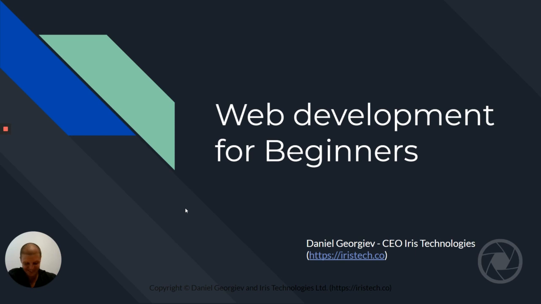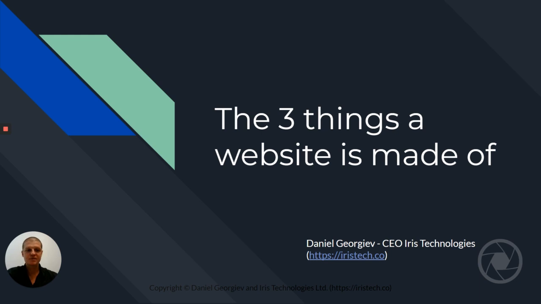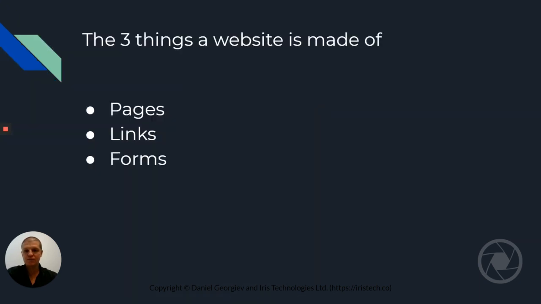In this course, you'll learn about the basics of the internet, about the basics of web development, what skills you need, and some of the basic languages and just basic stuff about web development. You'll learn the three things a website is made of: pages, links, and forms. We will go into much more detail in the course.